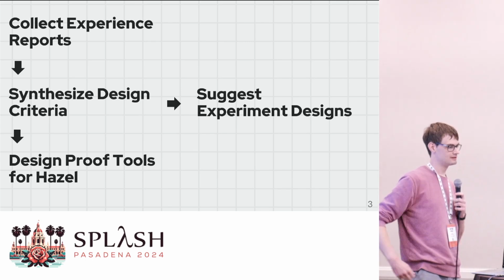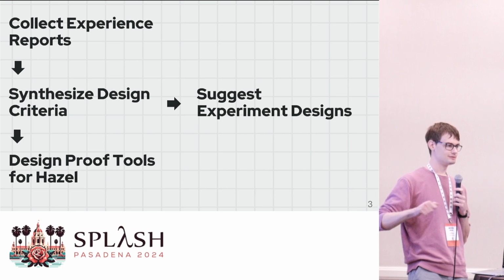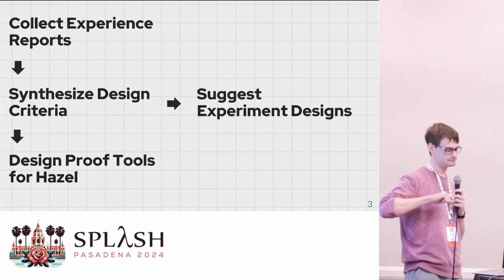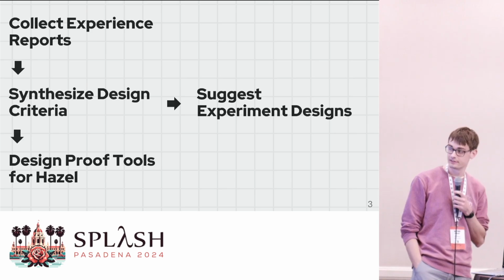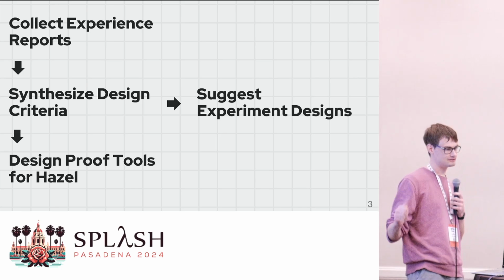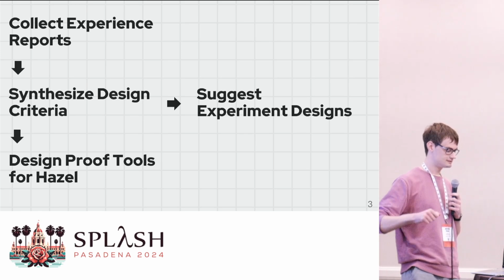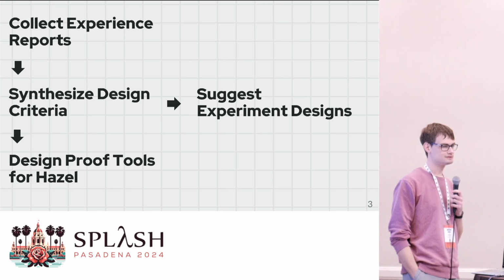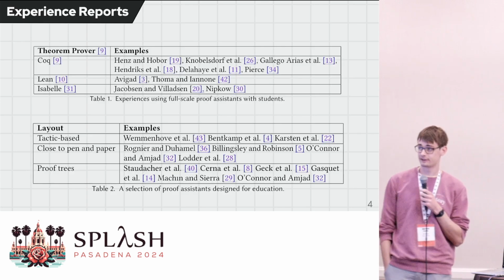So my goal in the paper for HATRA was to collect all the experience reports I could find of other people that have introduced proof assistants into the classroom, and then try and pull this all together into a set of design criteria, which we can use to measure how effective a proof assistant could be in a classroom, and to suggest experiment designs based off of that. I won't have time in this talk to go over those experiment designs, but they are in the paper. But then, really trying to use these design criteria to come up with designs for possible future proof tools in Hazel.